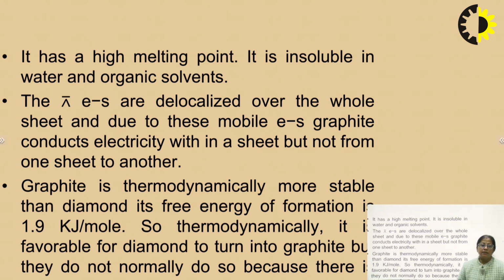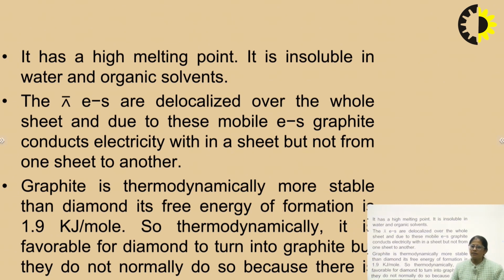Since carbon forms strong covalent bonds, the melting point of graphite is high. It is insoluble in water and organic solvents. The pi electrons get delocalized over the whole sheet, and due to these mobile electrons, graphite conducts electricity, but not from one sheet to another, only within a sheet.